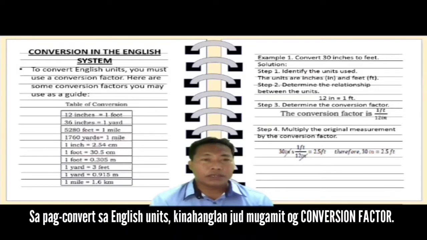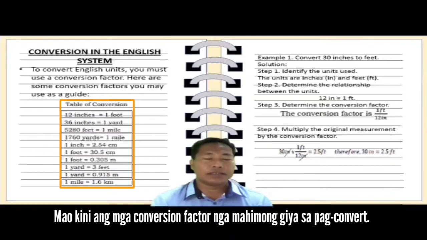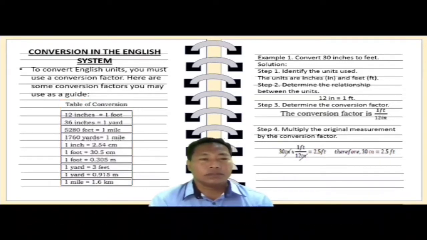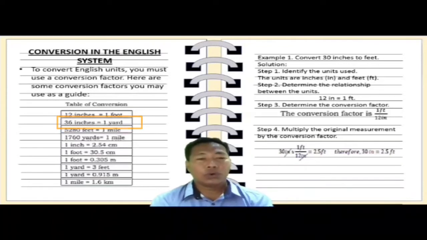Now, we have here conversion in the English system. To convert English unit, you must use a conversion factor. Here are some conversion factors you may use as a guide. Now, we have here 12 inches is equals to 1 foot. Okay, 36 inches is equals to 1 yard. 5,280 feet is equals to 1 mile. 1,760 yards is equals to 1 mile.